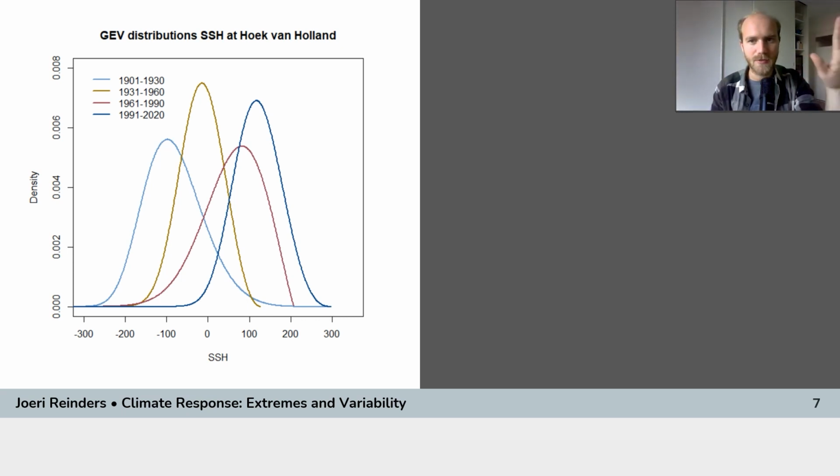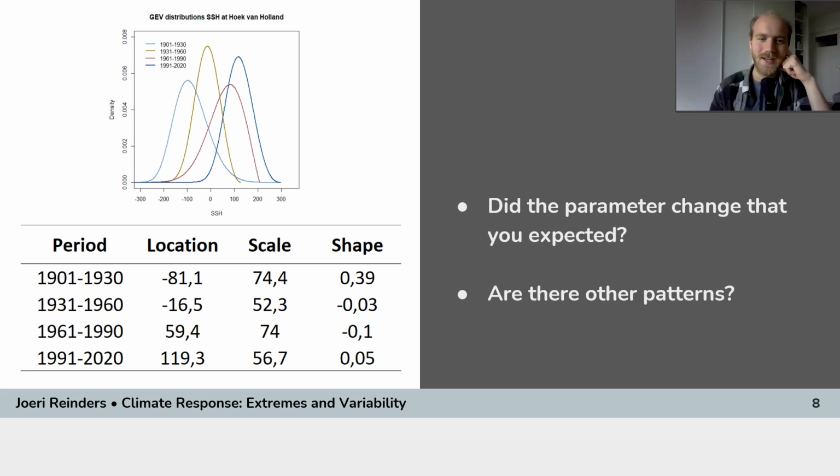So maybe pause the video. I'm going to show you the parameters for each period in the next slide, but pause the video and try to think how that would look, what you think the parameters changed into. So here you see our 3 parameters: location, scale, and shape, and our 4 periods.